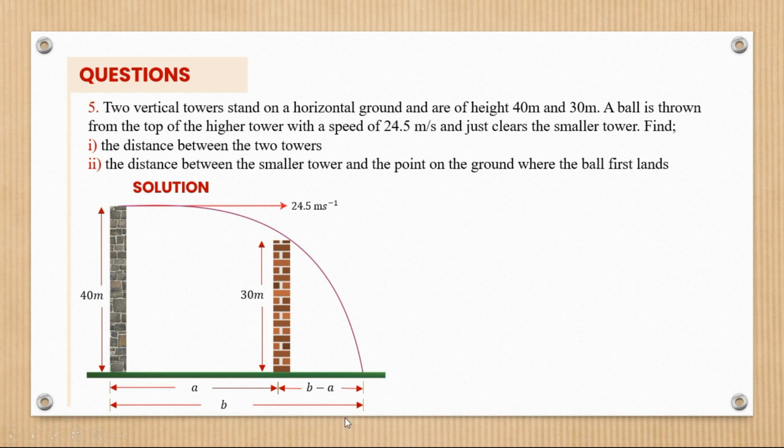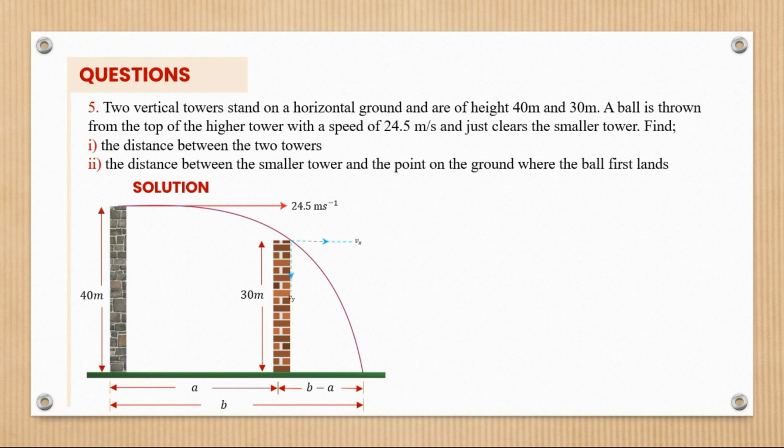But basically, we're going to label the distance between the two towers as A, and the total horizontal displacement up to where the ball lands as B. Then the distance remaining behind the small tower is actually going to be B minus A. Alright, so now what are we going to do here?